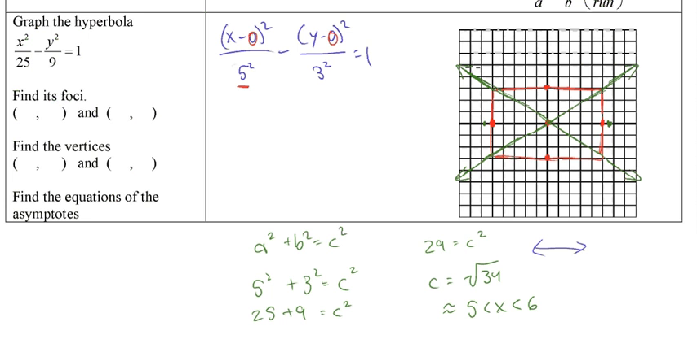And so there are our foci, and we can write down those coordinates. It's going to be negative square root of 34, comma 0, and positive square root of 34, comma 0. Our vertices we already got, but let's write them in. They are at negative 5, 0 and positive 5, 0, and they are part of our graph.